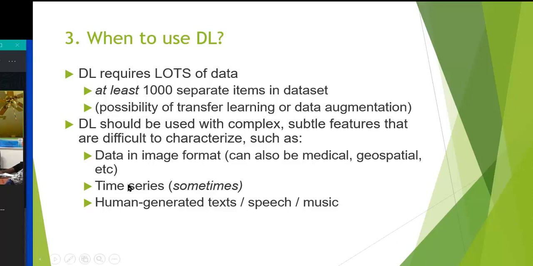Deep learning can sometimes be used with time series, like weather data or serial sensor data. Sometimes. I think many times it should not be. And again, I'll give some examples later on. Deep learning can also be used for human-generated texts, speech, and music.